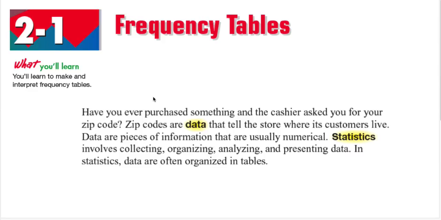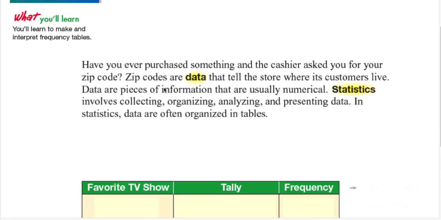Lesson 2-1, frequency tables. In this lesson you'll learn to make and interpret frequency tables. Have you ever purchased something and the cashier asks you for a zip code? Zip codes are data that tell the store where its customers live. Data are pieces of information that are usually numerical. Statistics involves collecting, organizing, analyzing, and presenting data.